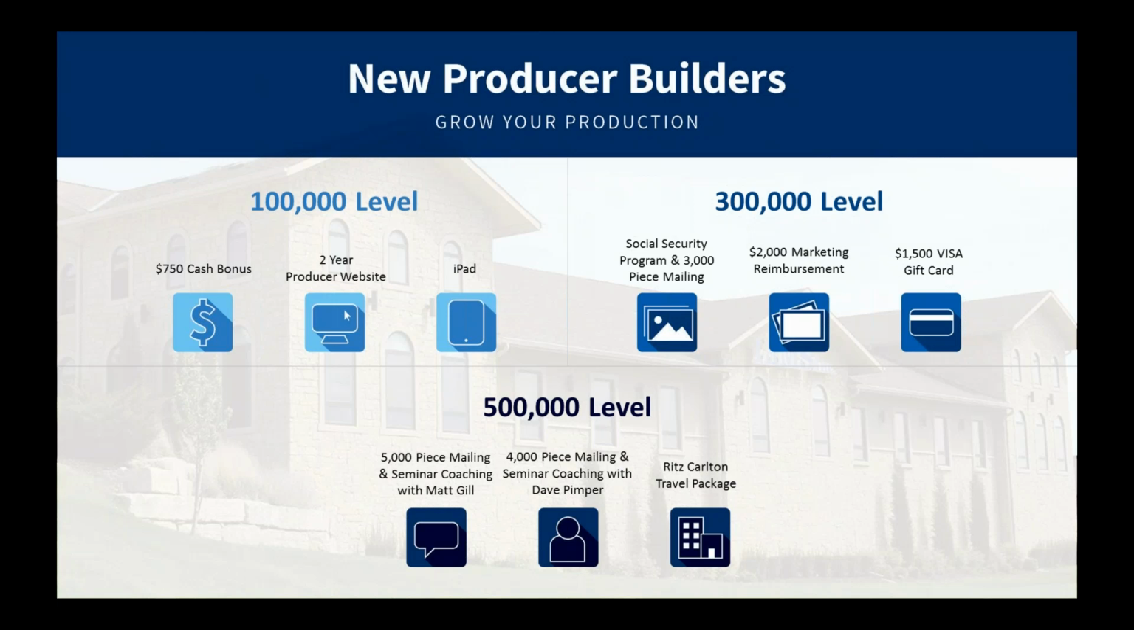The third business builder is our new producer bonus, and we've continued to see this work successfully for producers. Once you contract as a new producer or new agent with us, you basically have 180 days to write business at these levels. So if at the end of 180 days you have successfully written $300,000 of annuity business, then some of these rewards are what you can look to get. You can do a gift card, you could do cash, you could do marketing reimbursement, you could do a Social Security program and a 3,000 piece mailing, for example.